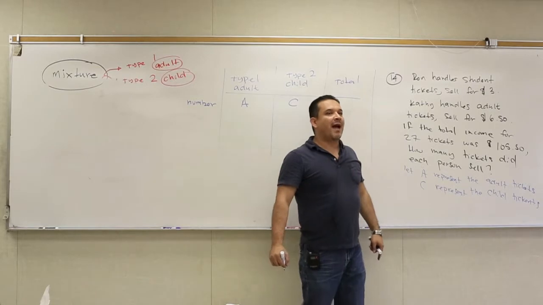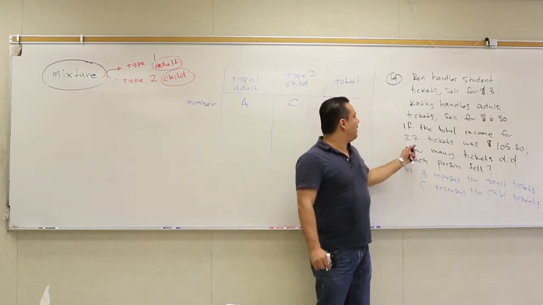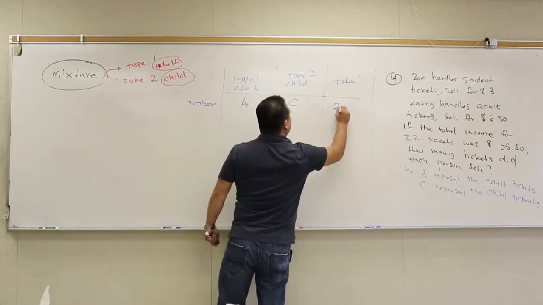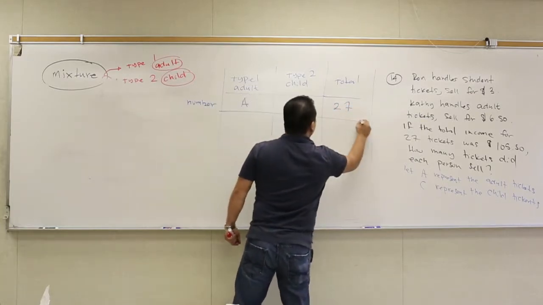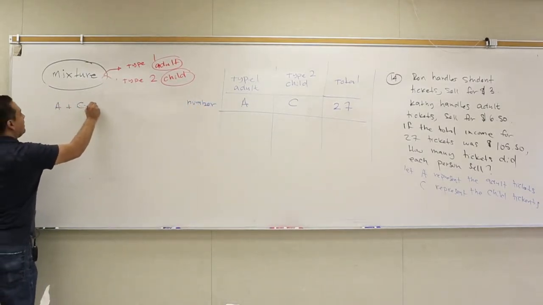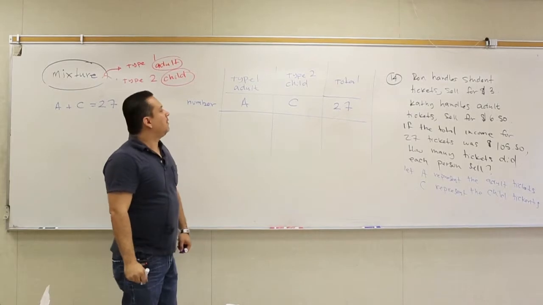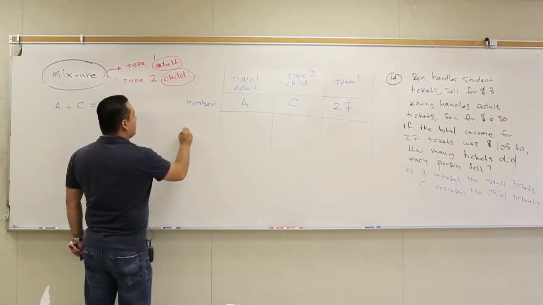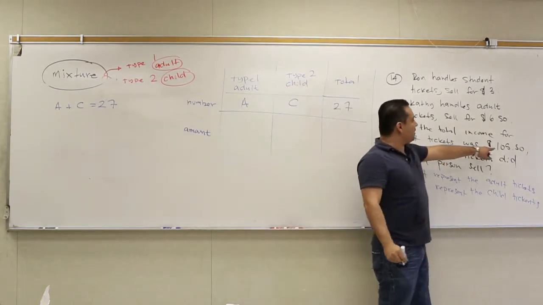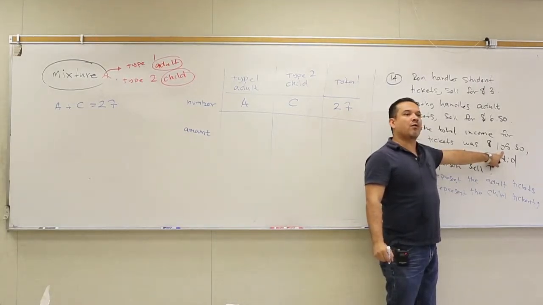So what is the total if I add those two? How many tickets are there, period? How do you know? They're telling you there are 27 tickets. So the sum here will be 27, just in terms of the number of tickets. So you have A plus C equals 27. It's the number of tickets. And then we're going to have to start to talk about the amount. What does this $105.50 represent? That's the total value in terms of dollars, right?